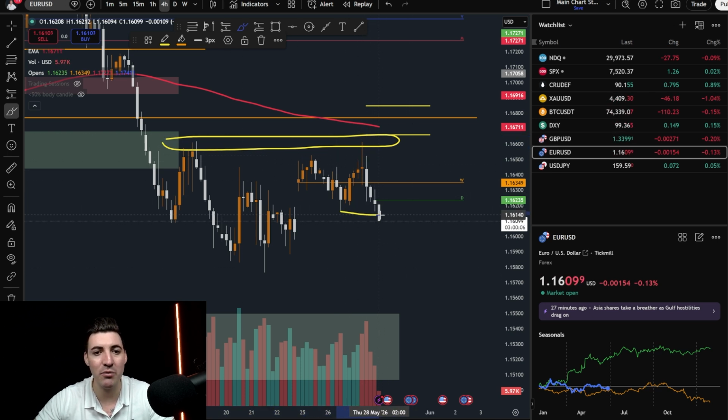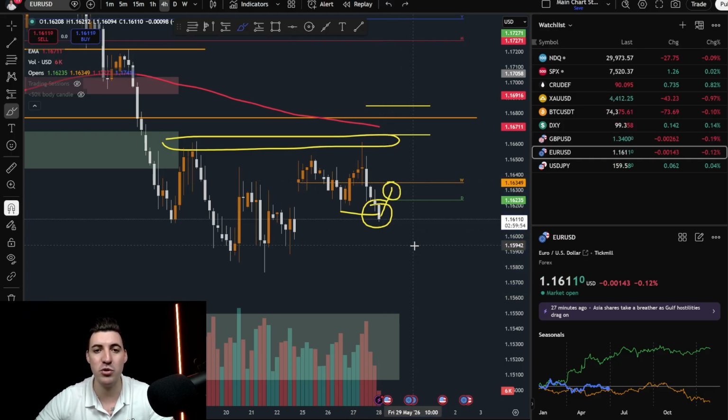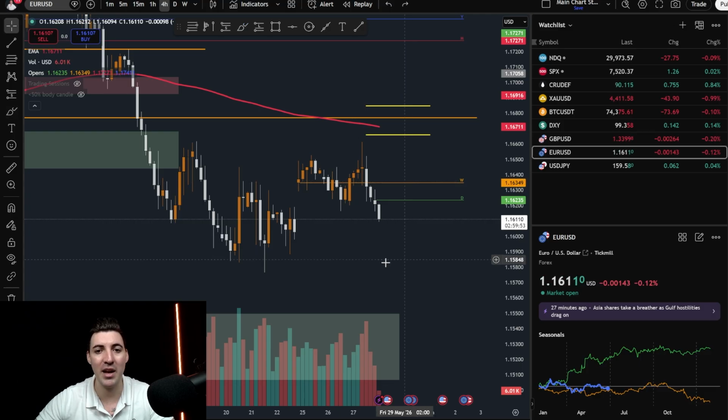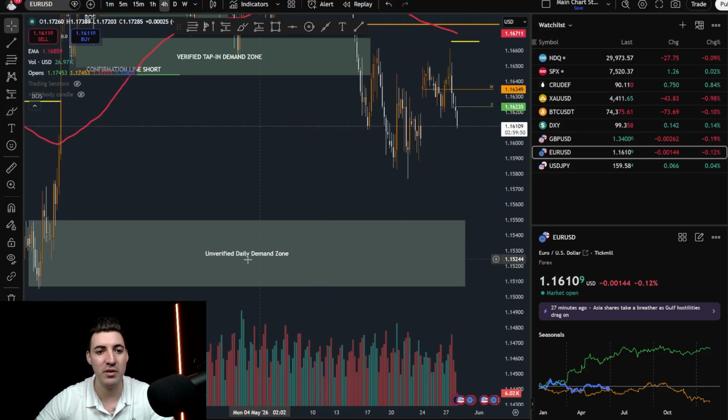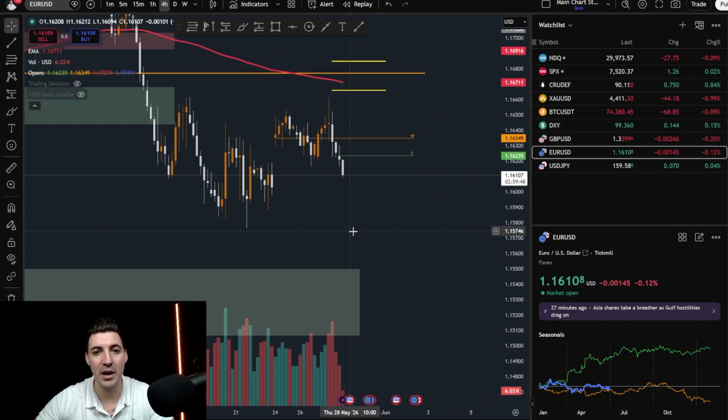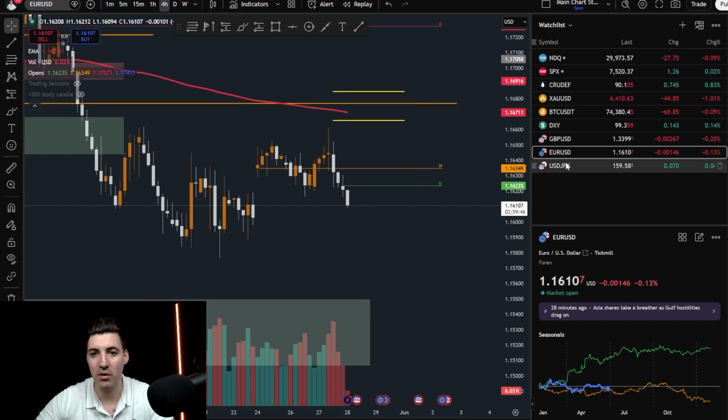We can now see on the 4-hour frame, there is a very nice full body candle break in structure. What we may want to wait for is a slight pullback, maybe up to the weekly's open, and then I would be looking into shorting this currency pair into the downside, targeting this previous unverified daily demand zone down here. That would be my play on the euro dollar.